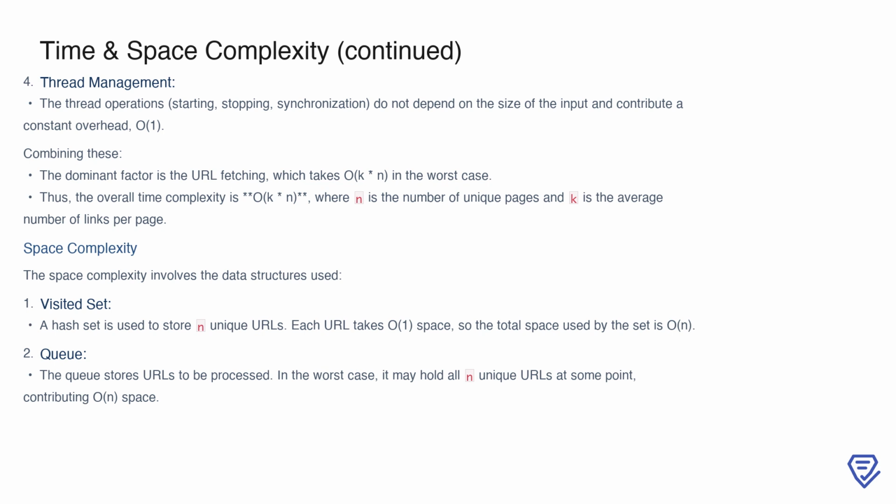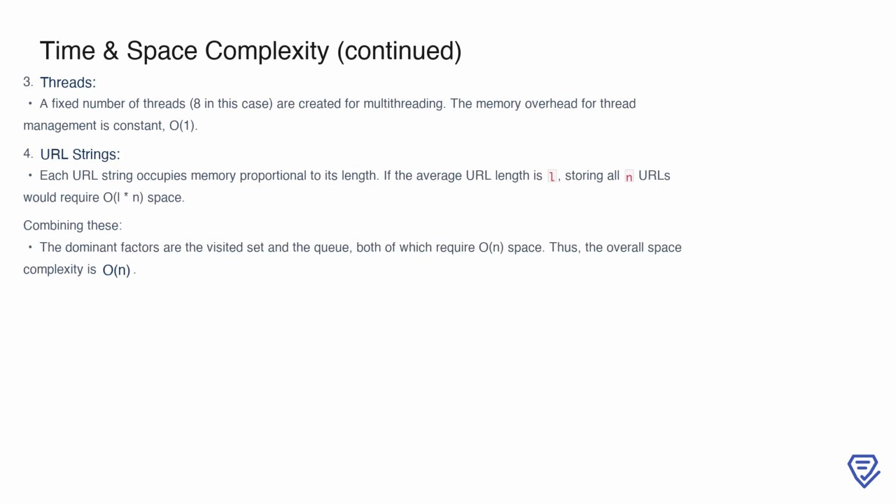Shifting to space complexity, the first major contributor is the visited set. This hash set stores the n unique URLs, with each URL requiring O(1) space. As a result, the total space usage for the visited set is O(n). Similarly, the queue, which manages URLs to be processed, may also hold up to n unique URLs in the worst case, contributing O(n) to the space complexity. Threads are another consideration for space complexity, but the number of threads is fixed at 8 in this implementation, which means the memory overhead for managing threads is constant, or O(1).